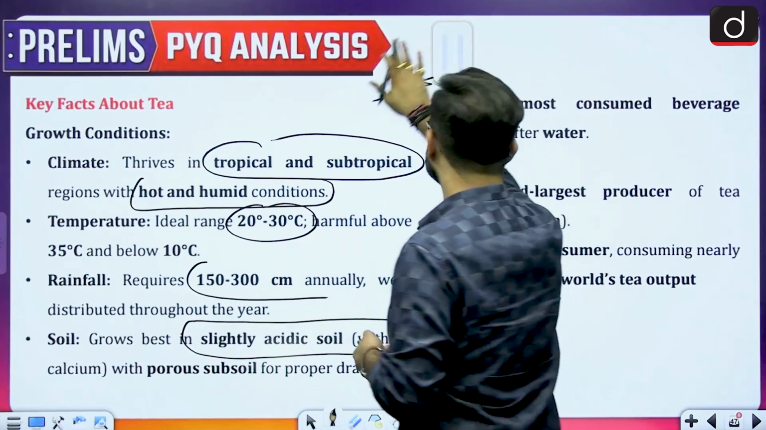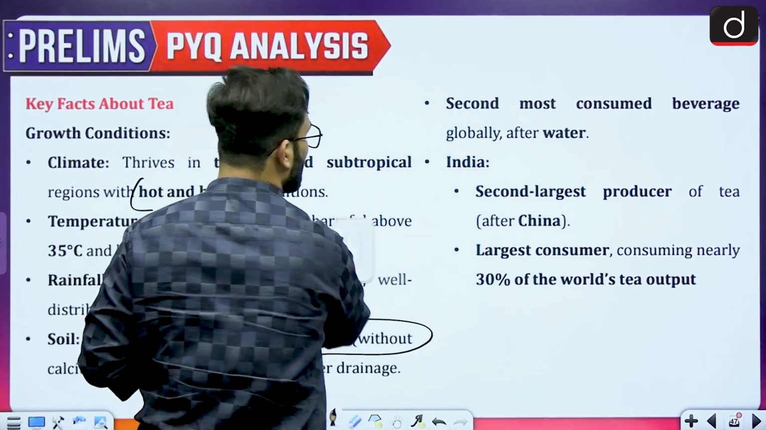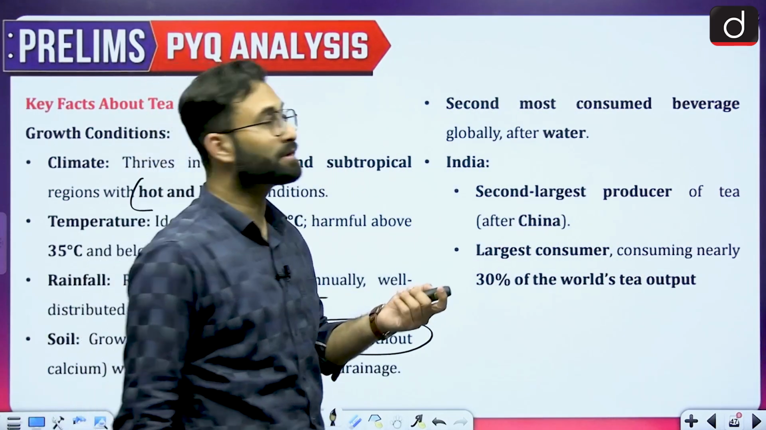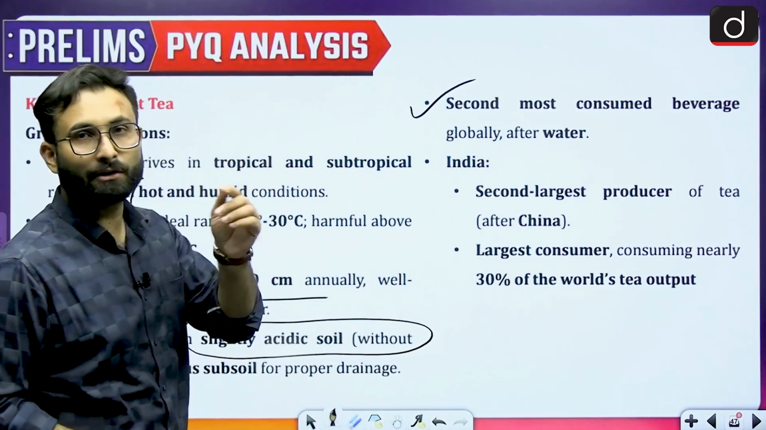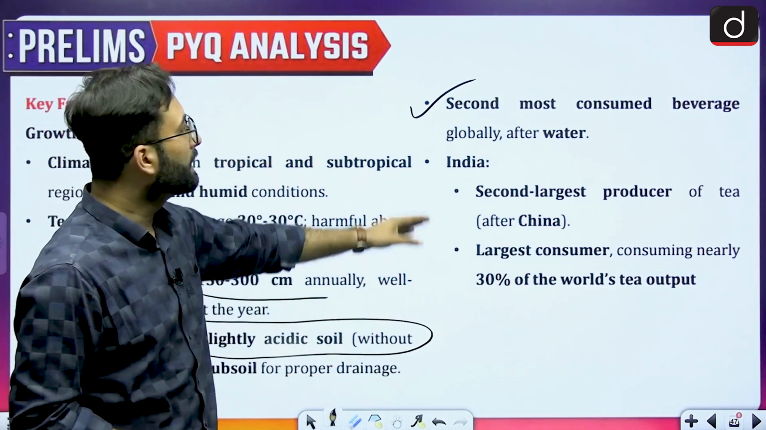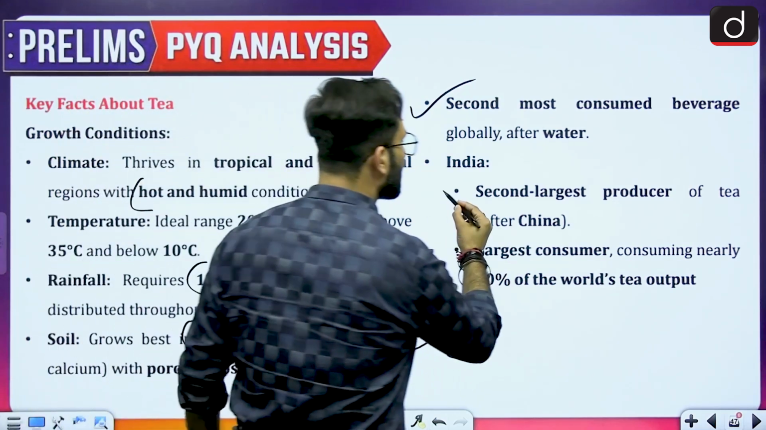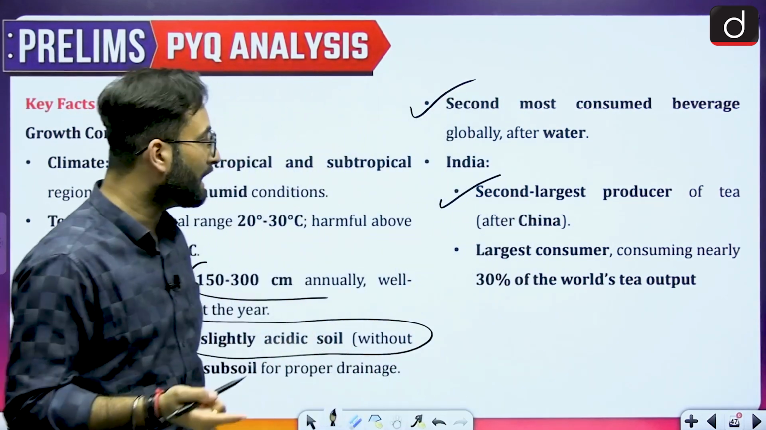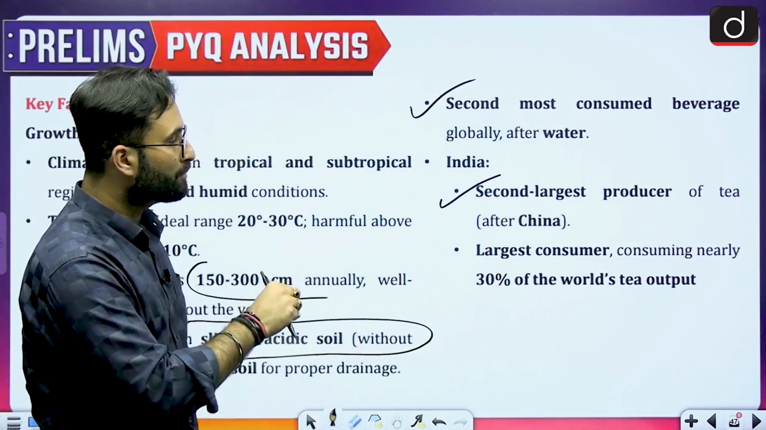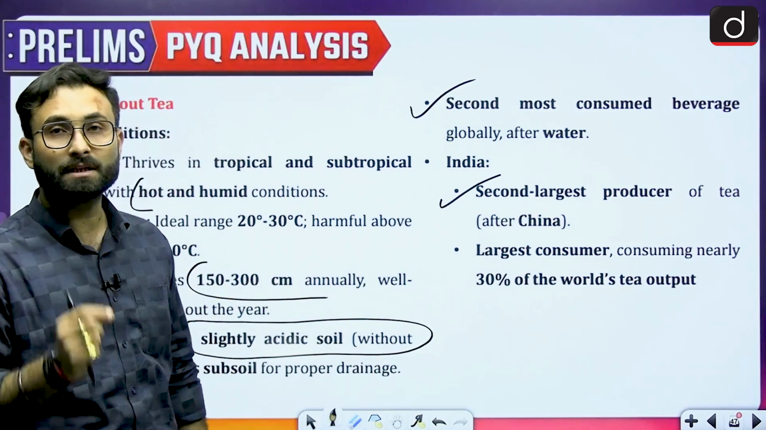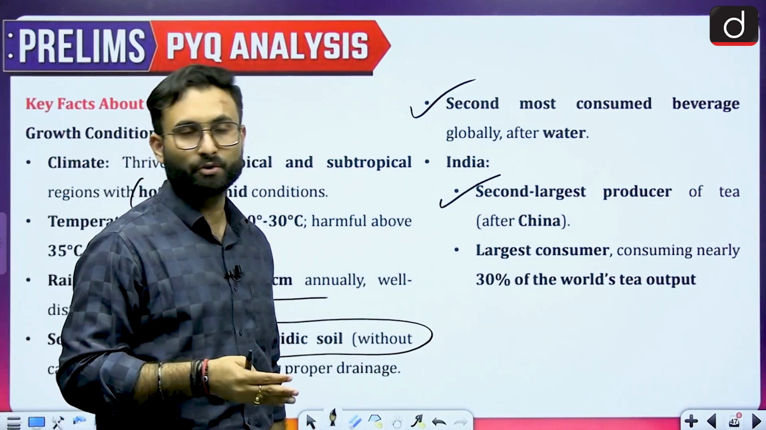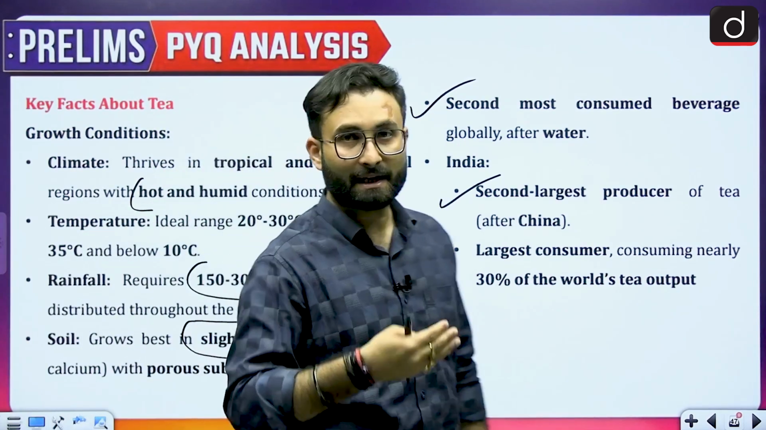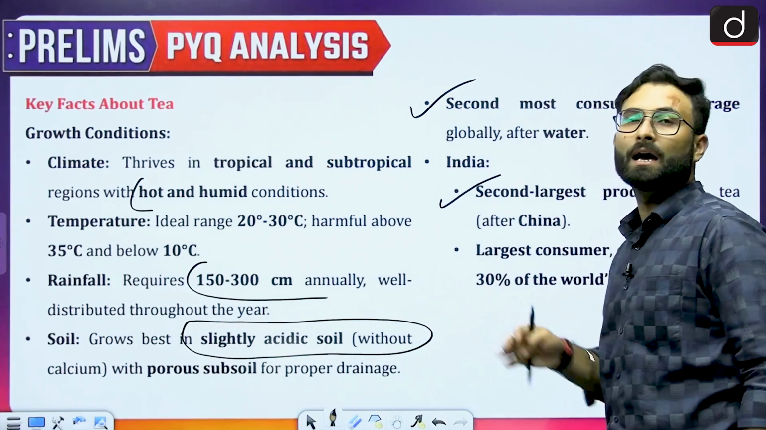Tea is the second most consumed beverage after water, and not only in India but globally. That is an interesting fact. In India, India is the second largest producer of tea after China, and the largest consumer, consuming nearly 30% of the world's tea output. So 30% of the world's tea is consumed by India. It is the second largest producer as well as a good market.